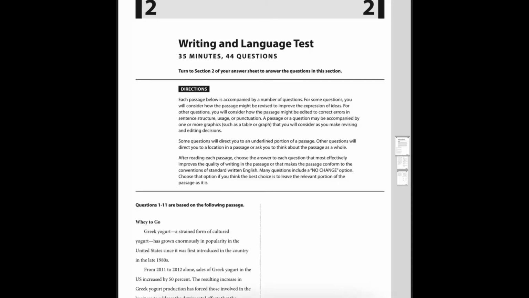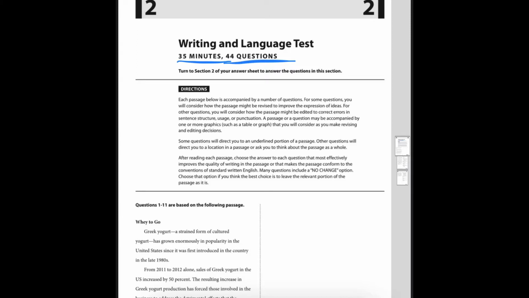Hey guys, it's Maria, and today I'm going to be covering the SAT Writing and Language test, also known as the grammar section of the SAT. This section has a total of 44 questions in the span of 35 minutes, with 4 total passages with about 11 questions each. So, again, like the reading section, just under a minute and a half per question.